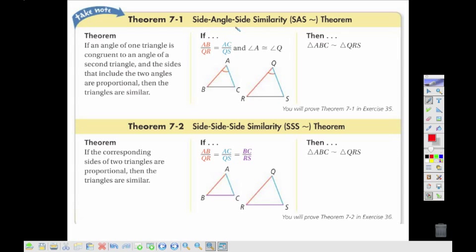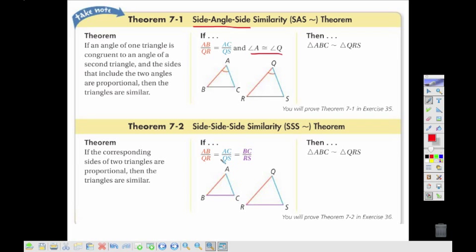Other theorems that we have in this section are side-angle-side similarity. And this is similar to the side-angle-side for congruence in that we want to check with the included angle. And first, that included angle has to be congruent. But what we're checking with the other sides is the proportion of those parts. So the first one divided by the second one, and then this one over this one. We're looking basically for the smaller side over the other smaller side and the longer side over the other longer side. Just making sure that we have matching parts.